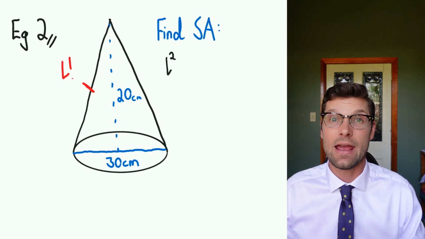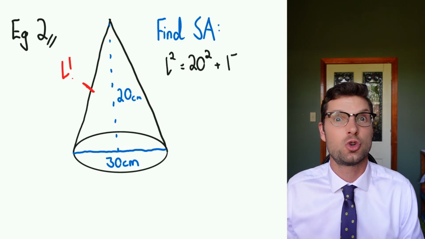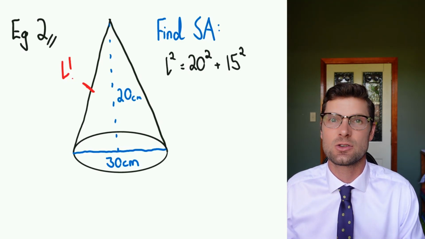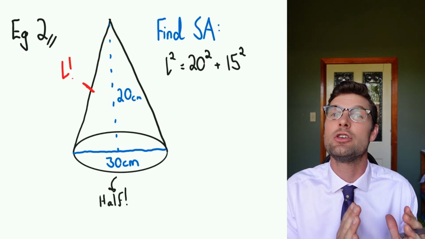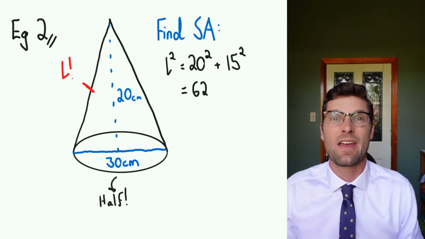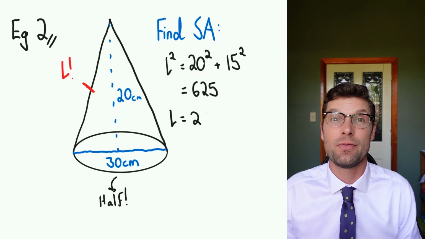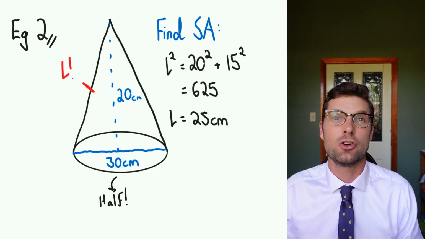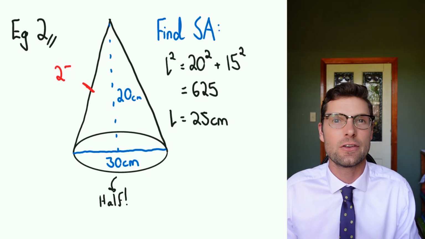So L squared, right, which is the hypotenuse, the longest side, is equal to 20 squared plus 15 squared. Make sure you're using 15 squared, not 30, because we're only using half of that circle down the bottom. So 20 squared plus 15 squared is 625. Square root that, and L is equal to 25. Throw that onto your diagram straight away, just so you remember to use that 25 and not the 20.